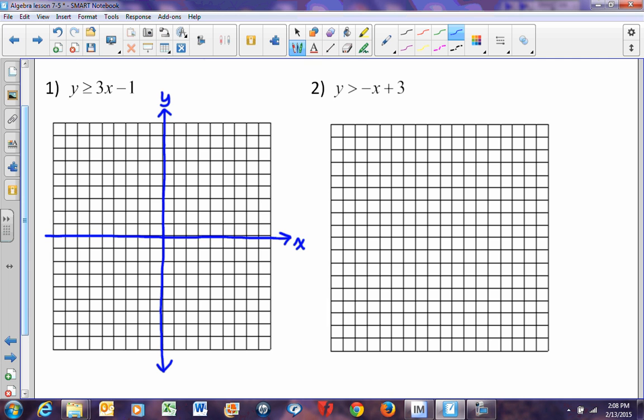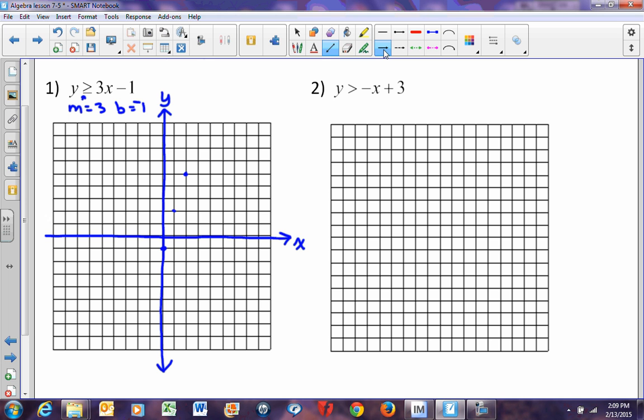So the first thing I'm going to do is I know my slope. My slope is 3. My y-intercept is -1. So I'm going to graph that. I'm going to start at -1, and my slope is up 3, right 1. This is a solid line because it has the equal to symbol right there. So you know it's going to be a solid line. And again, I would highly encourage you to use your rulers.